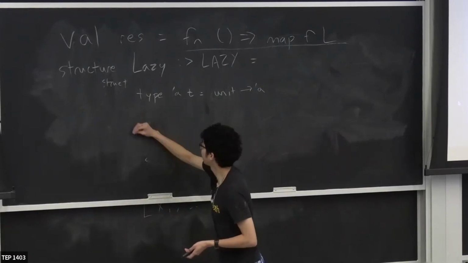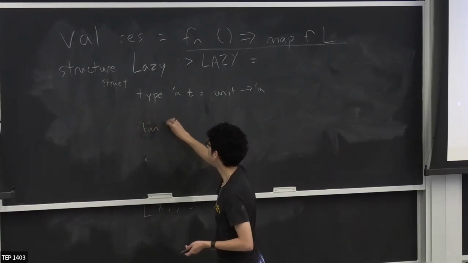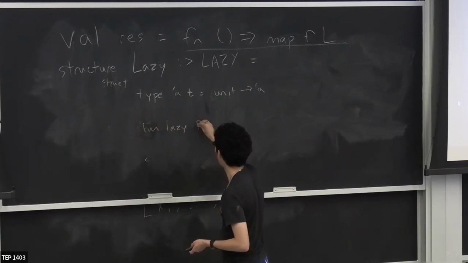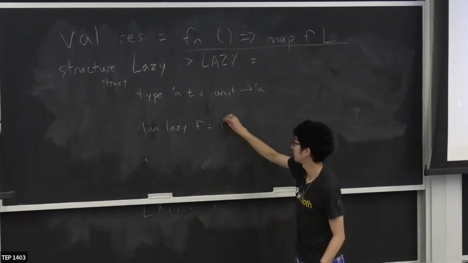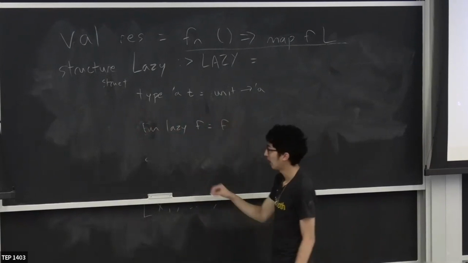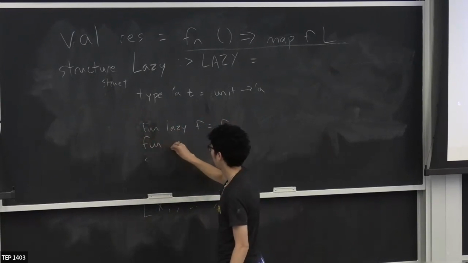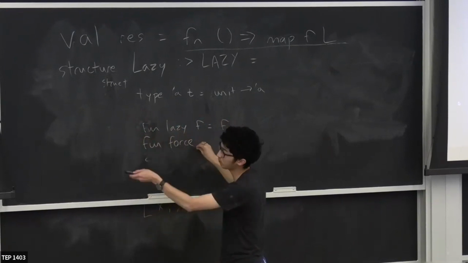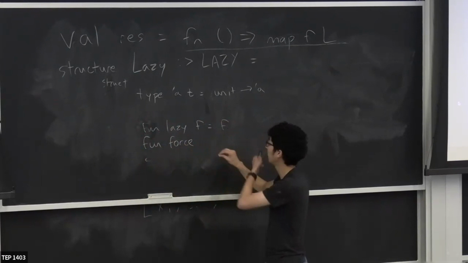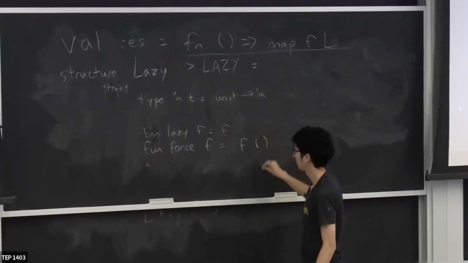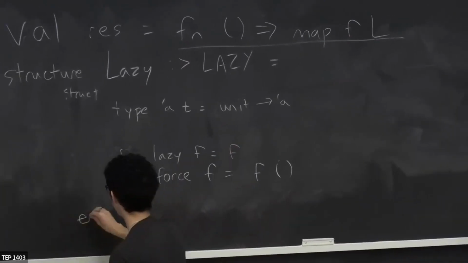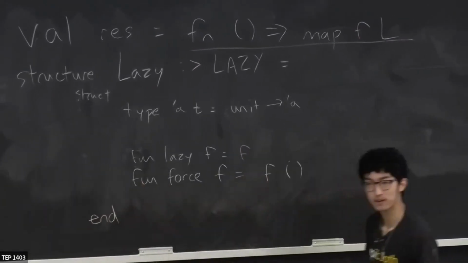And that means that fun lazy is simply going to take in a unit to alpha and return alpha t, which is also a unit to alpha. So it'll be the identity function. And then my forcing function, which takes in an alpha t, which is a unit to alpha function, right? Takes in f, and then it just calls f on unit. And then I'm done. Anything contentious about this? Everyone clear on this?